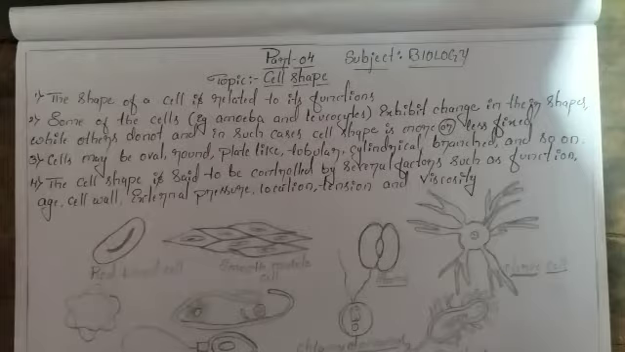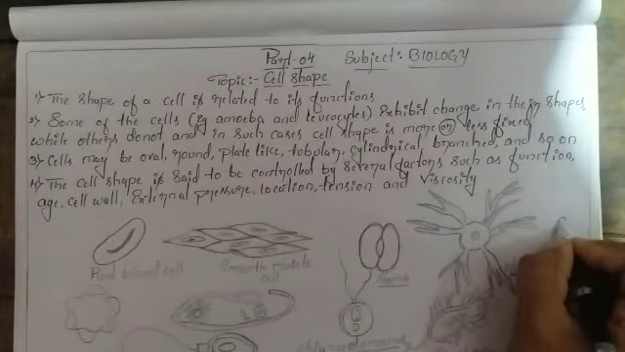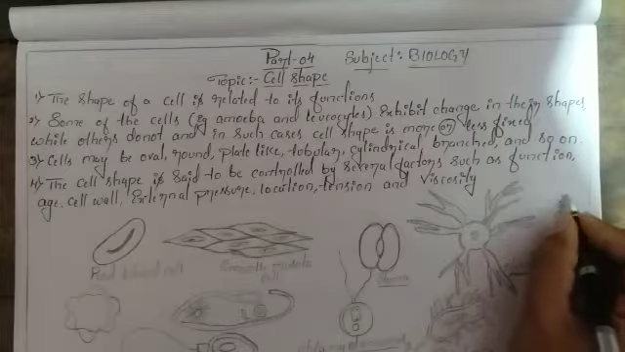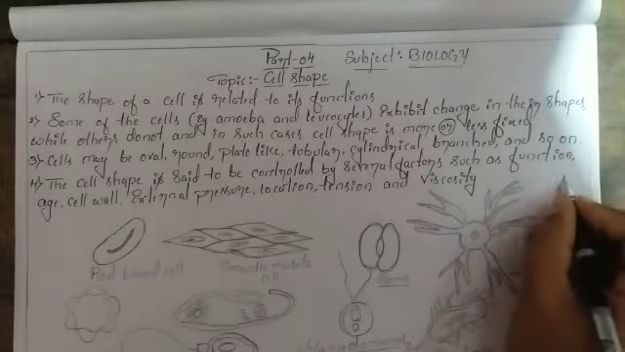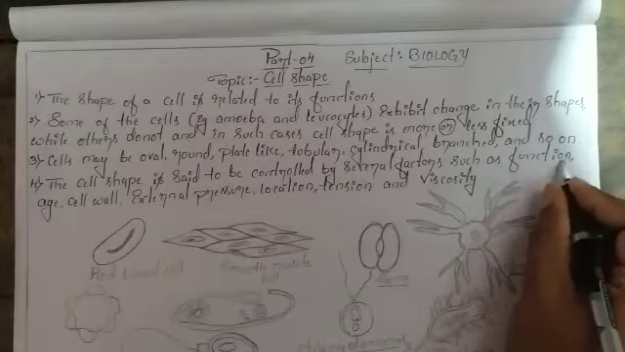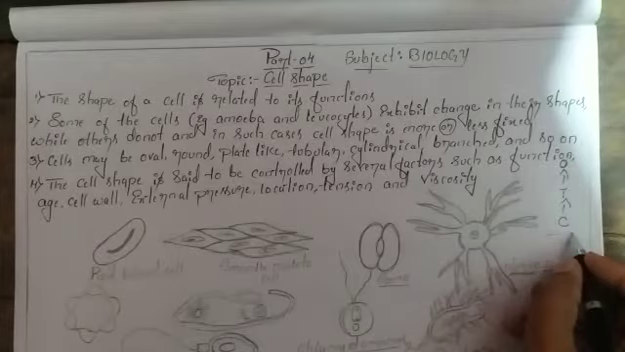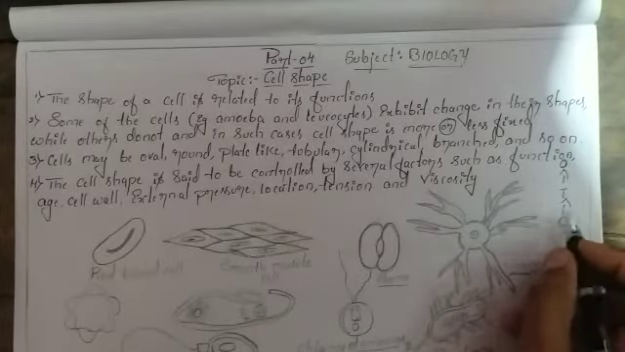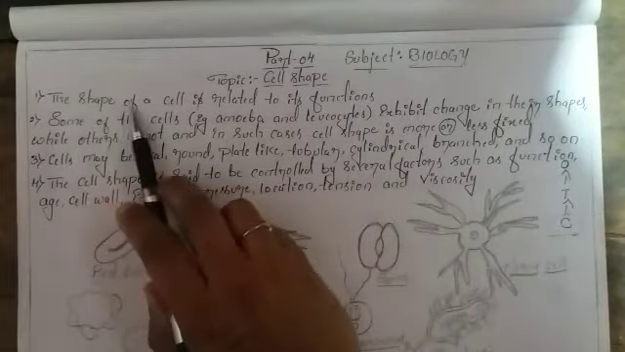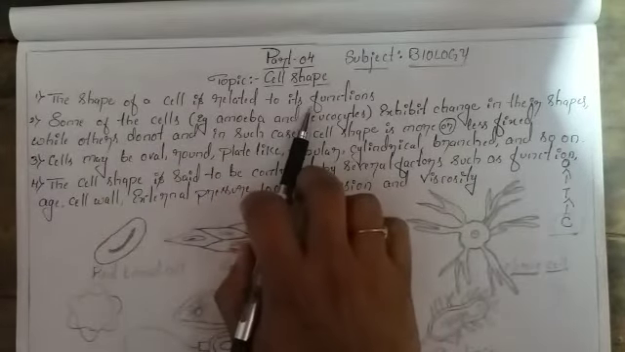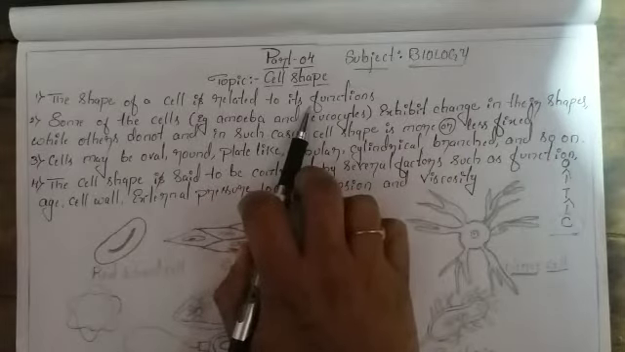As we know, in all living organisms the cell is the basic unit, and from the cell it becomes a tissue, and from the tissue it becomes an organ. This is the basic we know. And the first sentence they are saying is that the shape of the cell is related to its function, meaning whatever shape it has, according to that it performs the function. That is the meaning of the sentence.